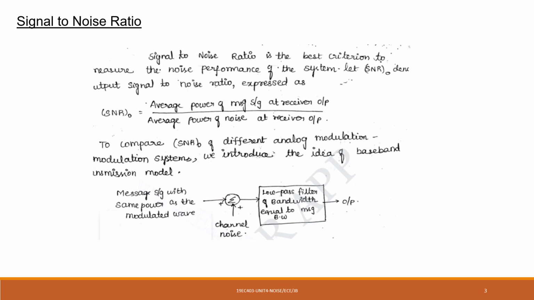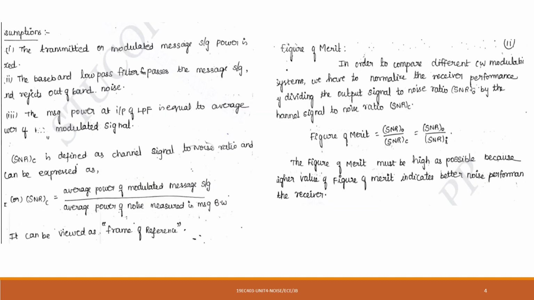The signal to noise ratio is defined as the ratio between the average power of the message at the receiver output to the average power of noise at the receiver output. One more parameter which decides the performance of any receiver system is its figure of merit, where we take into account the signal to noise ratio at the output as well as at the input. The ratio between the signal to noise ratio at the output of our system to the signal to noise ratio at the input of the system is defined as its figure of merit.